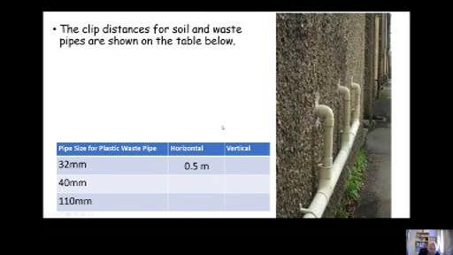They're pretty similar, fairly easy to remember. 32mm is 0.5 metre horizontally, 1.2 metres vertically, and 40mm is exactly the same, 0.5, 1.2, and then a 4-inch or 110mm is 1 metre horizontally and 2 metres vertically.